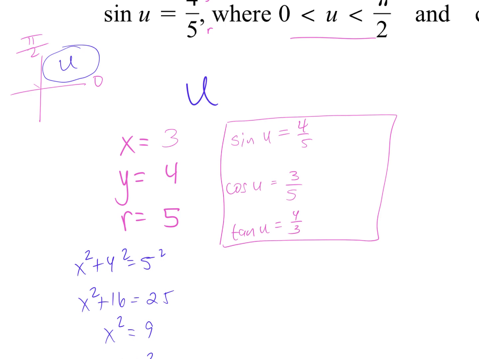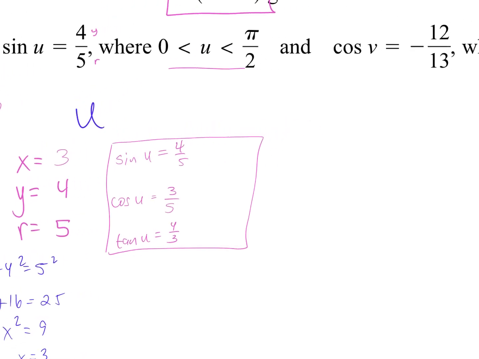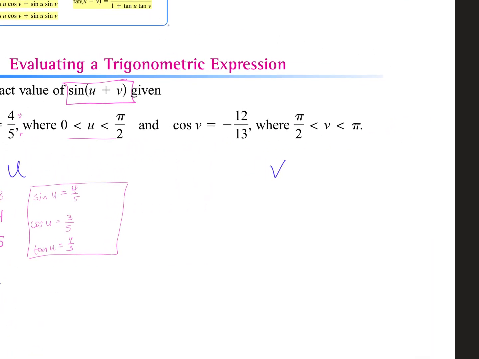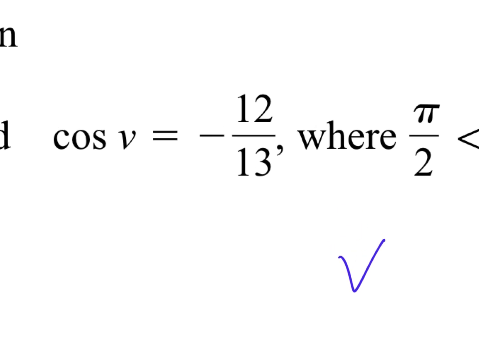4/3. Okay, great. So let's go and figure out all the stuff they told us about triangle V. Okay, they told me triangle V is right here. What did they tell me with negative 12/13 in triangle V?